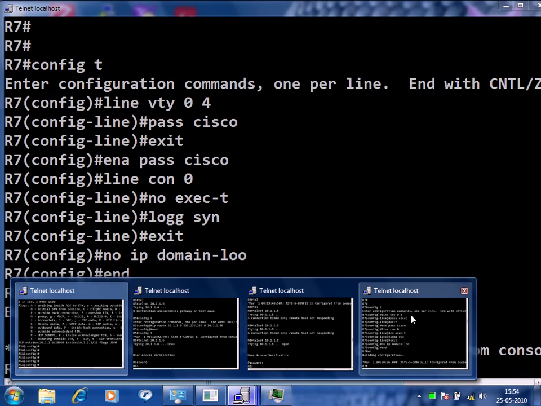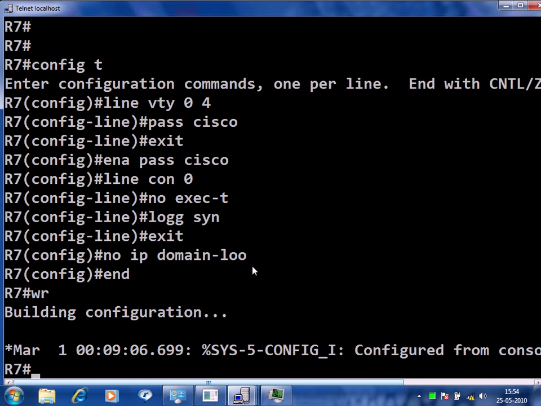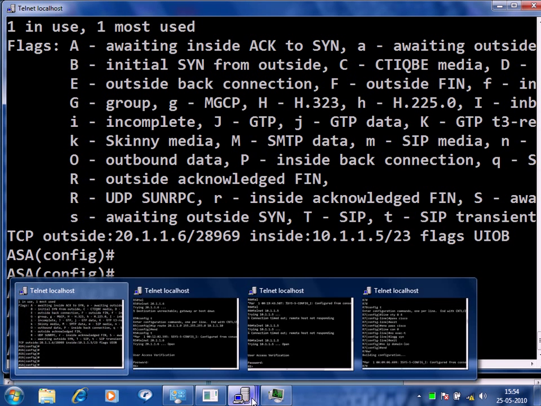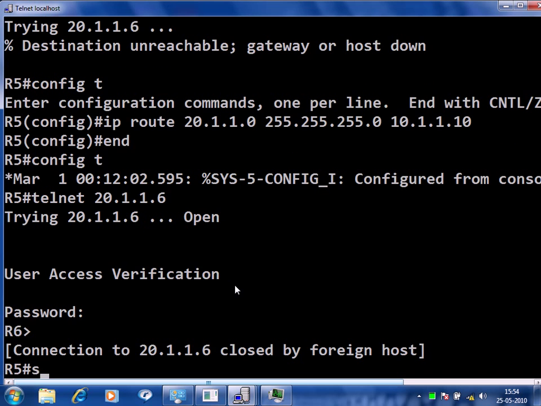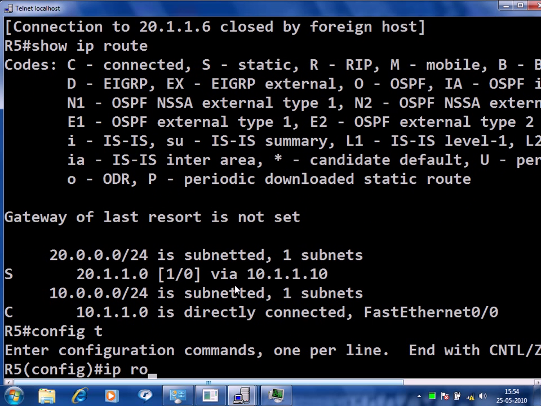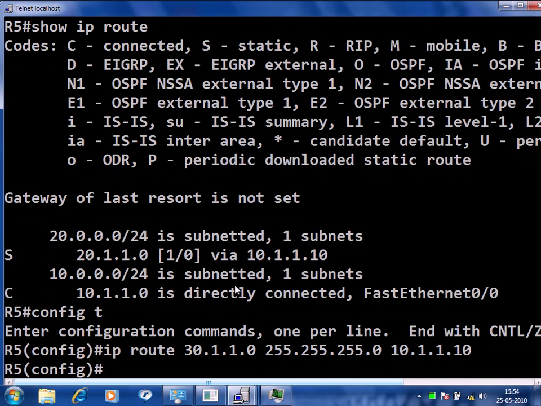Okay, now this is my R7. R7 is where? DMZ. Can I do telnet from R5 to R7? R5 to R7, yes. Okay, let's check it. We need to define the route, because R7... exactly right. So IP route. Do you have a route to reach the 30 network? No. 10.1.1.10, right?